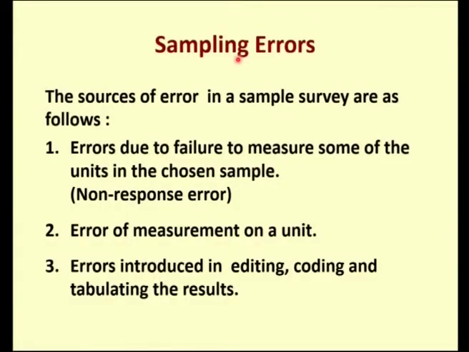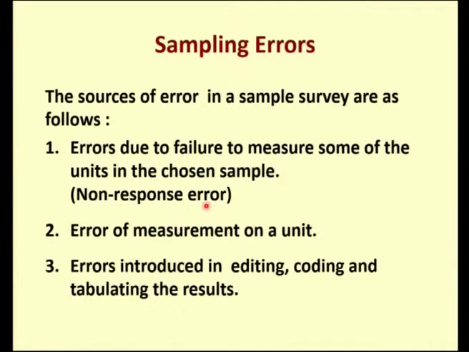Now, we know that only a part of the population is being considered and studied; a complete study is not made. We are sure of producing error because of taking a sample. So, it is called sampling error. We have classified the sampling errors and the sources also. For the sources of error in samples, we have 3 different types: errors due to failure to measure some of the units in the chosen sample. That is also termed non-response error.